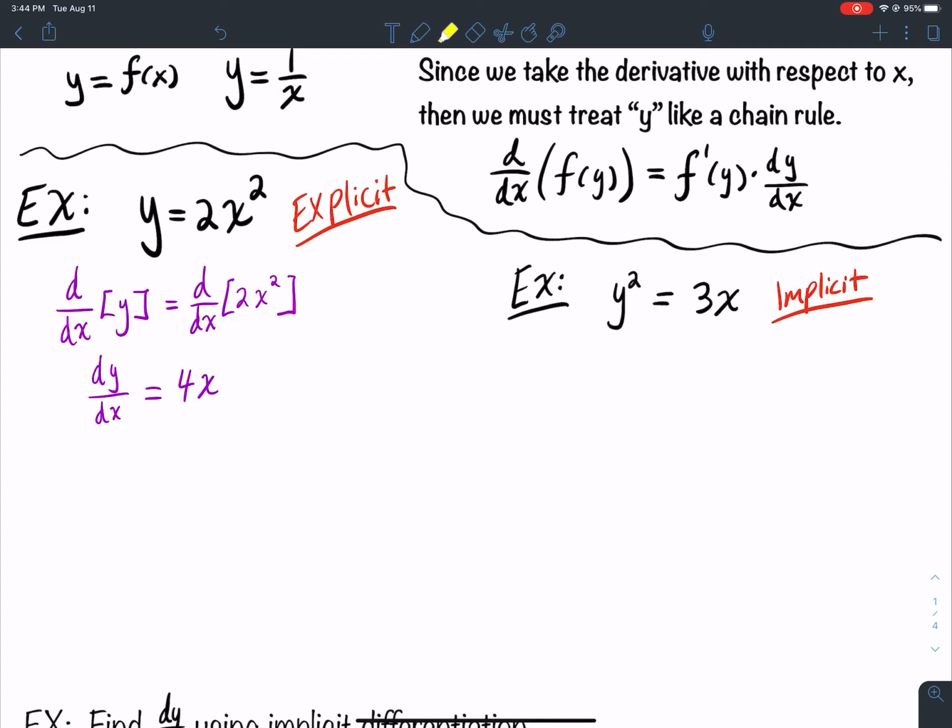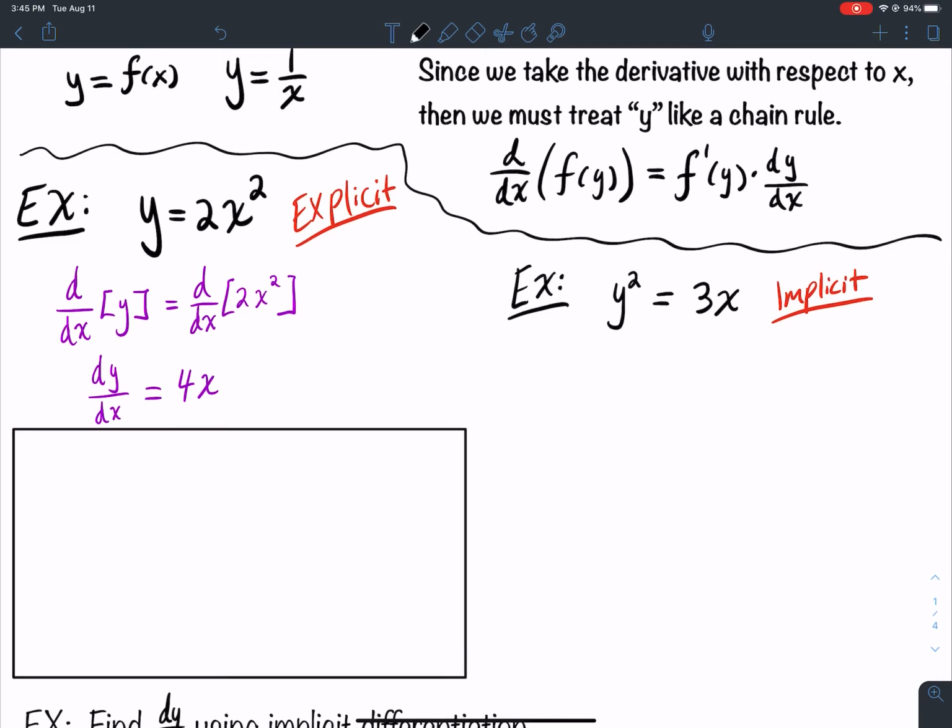Now, let's do one where we use implicit differentiation. So instead of y is a function of x, so y equals something, now we have, say, y squared equals 3x. Now I know you're thinking, okay, but what if I just did plus or minus square root of 3x? Yeah, you could do that, but then you've got two cases. You've got the positive square root and the negative square root, which is not as slick as having one equation like it is here, and we use implicit. So this is where it's valuable.